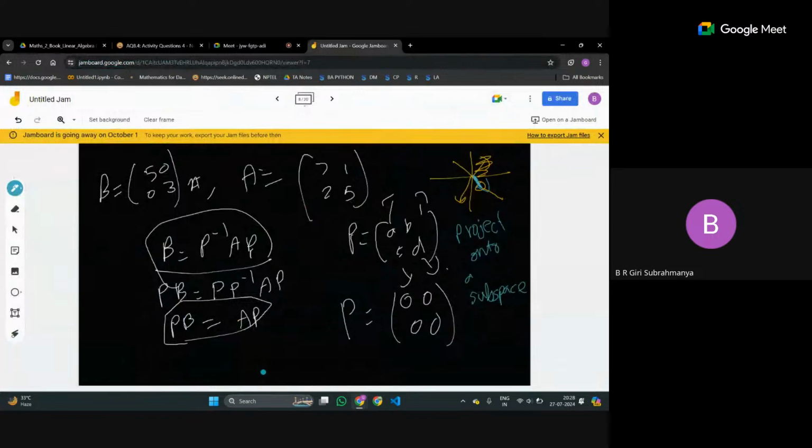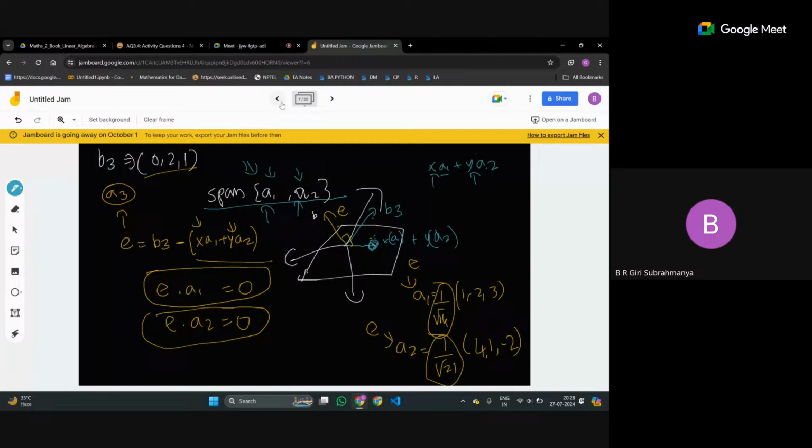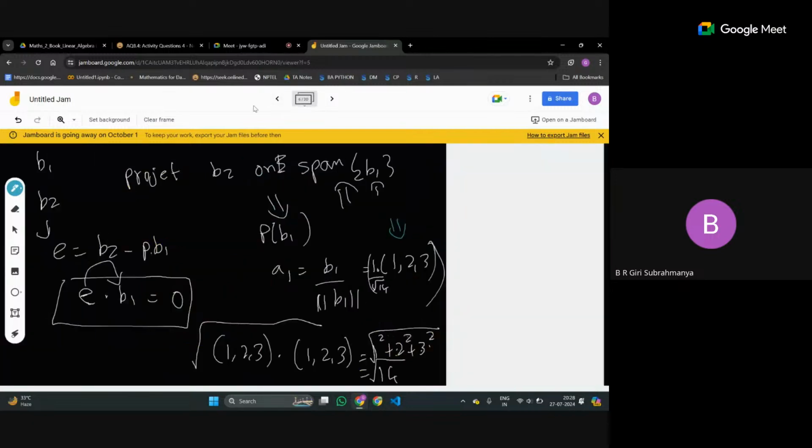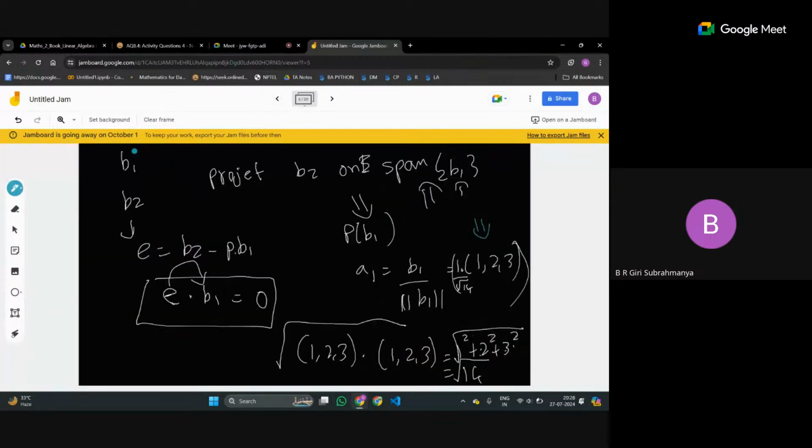So the reason why I took a line for finding A2 was because we wanted to project B2 onto the span of B1. So B1 is going to span a line, right? It's not going to span more than that. So you have B2 somewhere, and the projection will be on this line. Now we know that this line is the span of this vector, right? So this is going to be some scalar multiple of B1. That's why I took some P times B1.